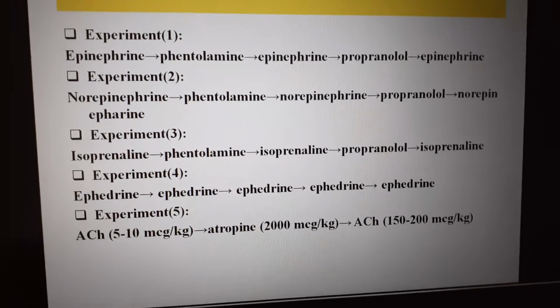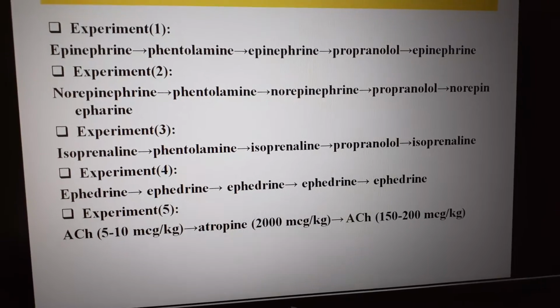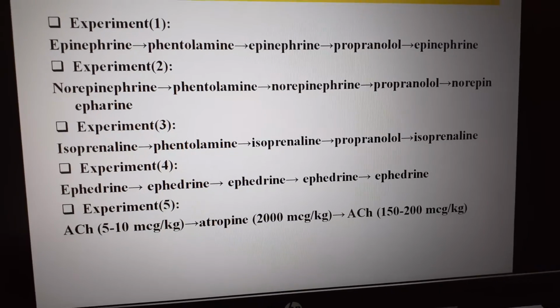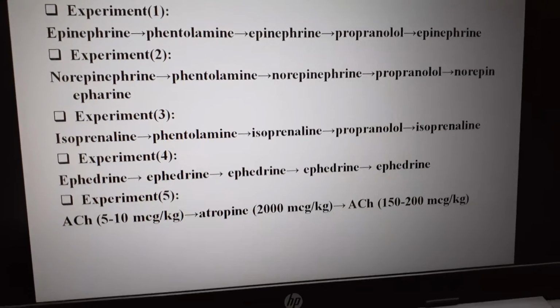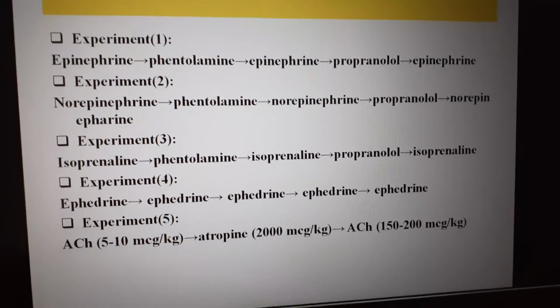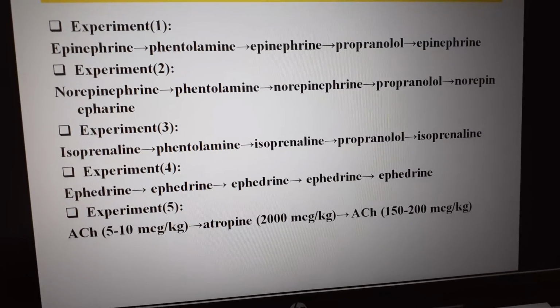In the third experiment, we can use agonist isoprenaline followed by alpha blocker phentolamine, then isoprenaline followed by beta blocker propranolol, followed by agonist isoprenaline. In the experiment number 4, we can see that the drug ephedrine is repeated each time to show its effects.